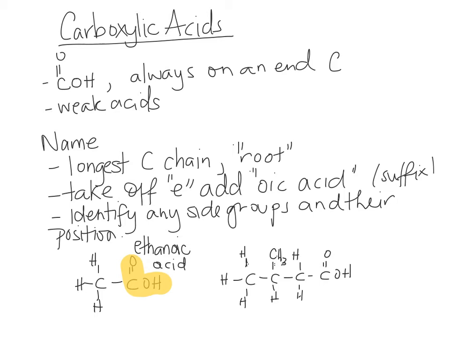In the next diagram, here's our functional group. And the longest carbon chain is 4, and we have a side group that's a methyl group. So because the carbon that the carboxyl group is on is number 1, that means we have our methyl group on carbon number 3. And it's 4 carbons long, so it's butanoic acid. So 3-methyl-butanoic acid.